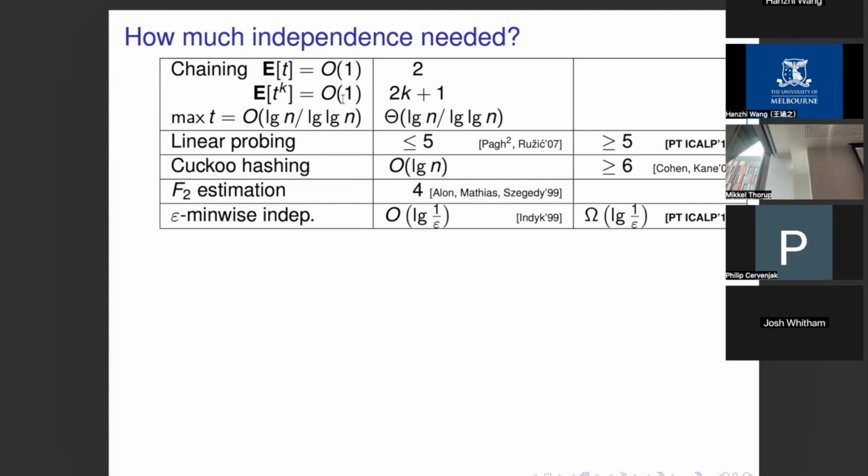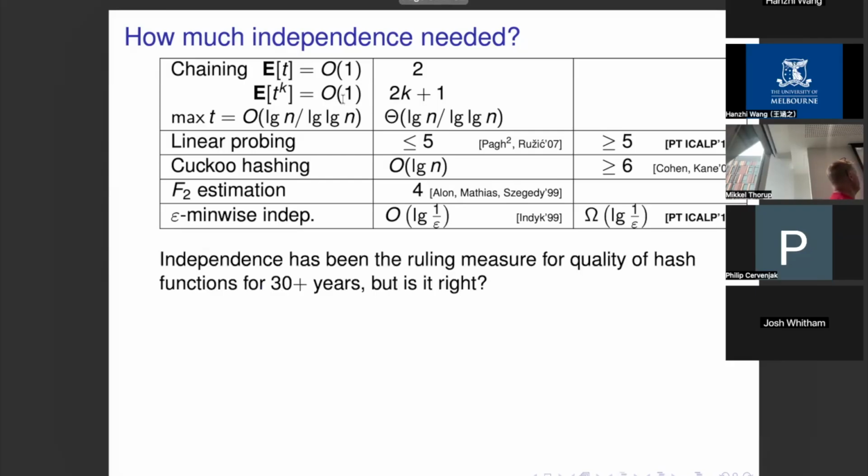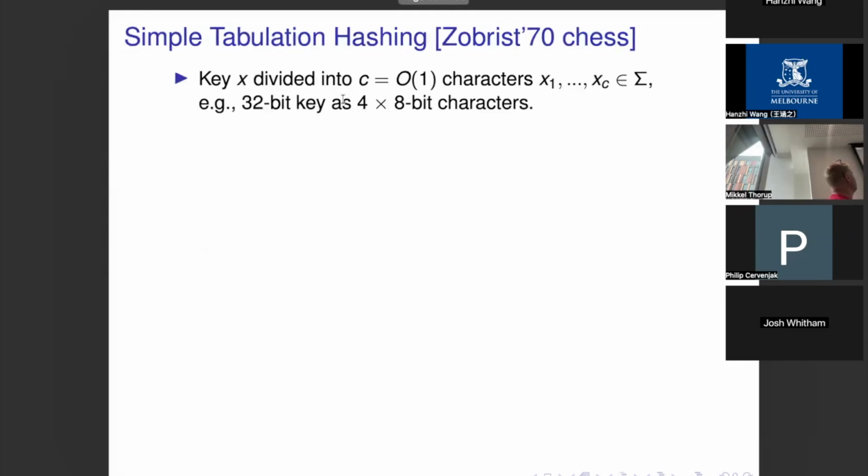So we know, for example, that minwise independence requires log 1 over epsilon independence. So if you want the bias to be epsilon, if you want that to be a little over 1, then you actually need super constant independence. That's tight. That's a lower bound as well that I did with Mihai some years back. So that has been the ruling measure for many years, but the question is if that's right. So we'll look at some different kinds of hash functions.